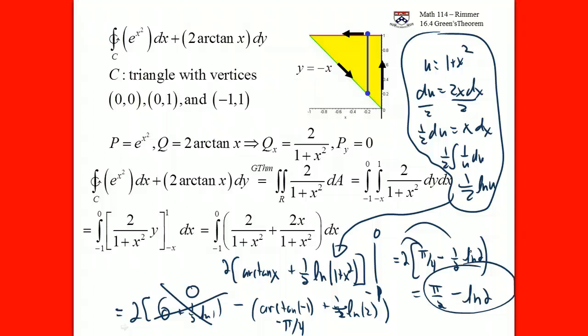Would it have been easier if you would have done it dx dy? I don't know. No, you couldn't do it, right? Because you have an arctan of y that you'd have to integrate. No, you couldn't do it.